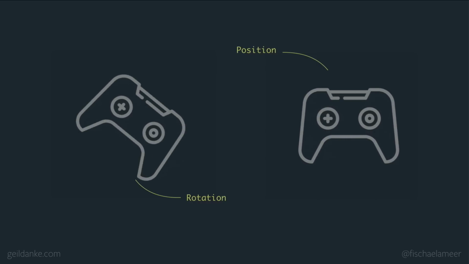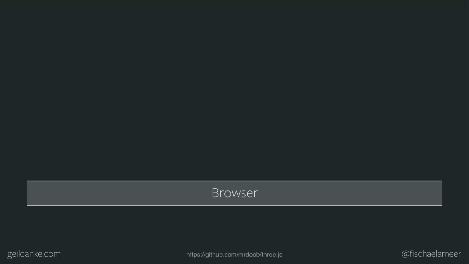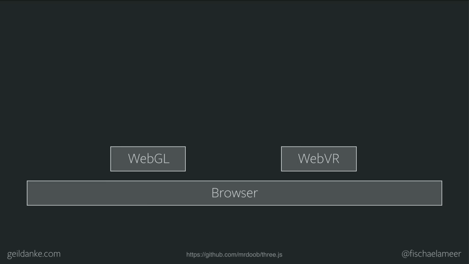Now, how do we create such experiences in JavaScript for the web? Let me show you the stack we'll be working with. First of all, there's, of course, the browser. And then with WebGL, we have a JavaScript API for rendering GPU-accelerated 3D graphics in the browser. And to include access to the head-mounted display and its sensors, there's the experimental API WebVR.